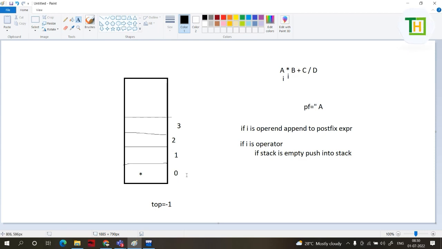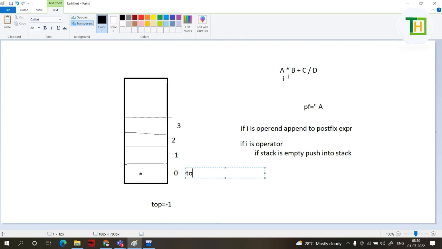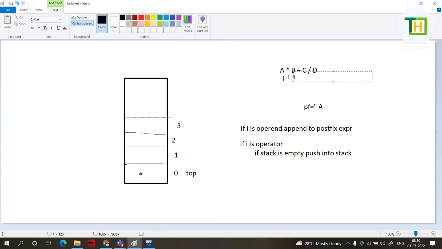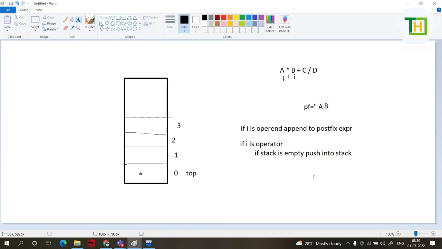Okay. Then top is at this position. Now I is moving to the next one, that is going to be B. B is an operand. If it is an operand, just directly insert into the postfix expression. Then now I is moving to the addition operator.